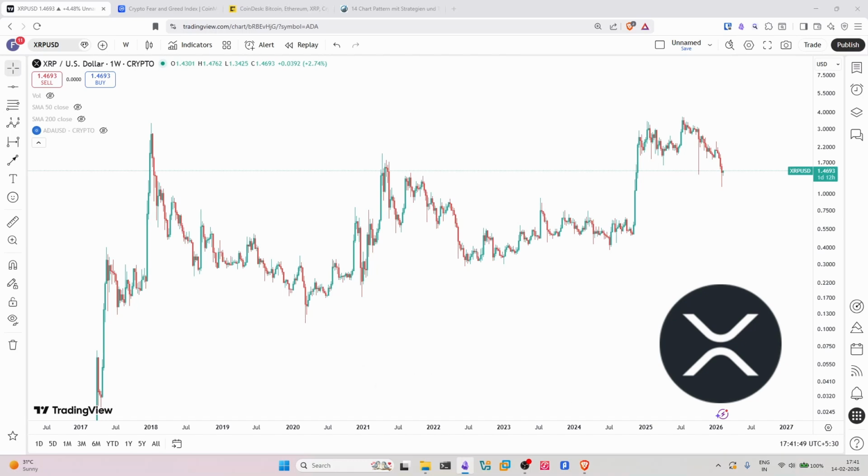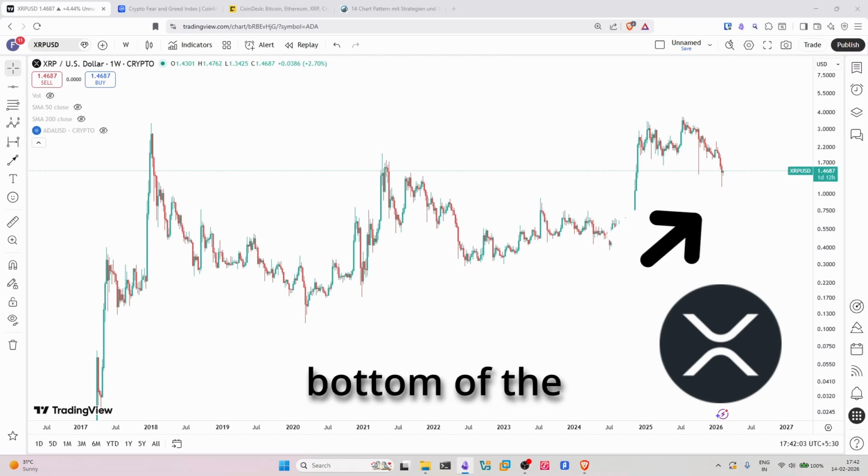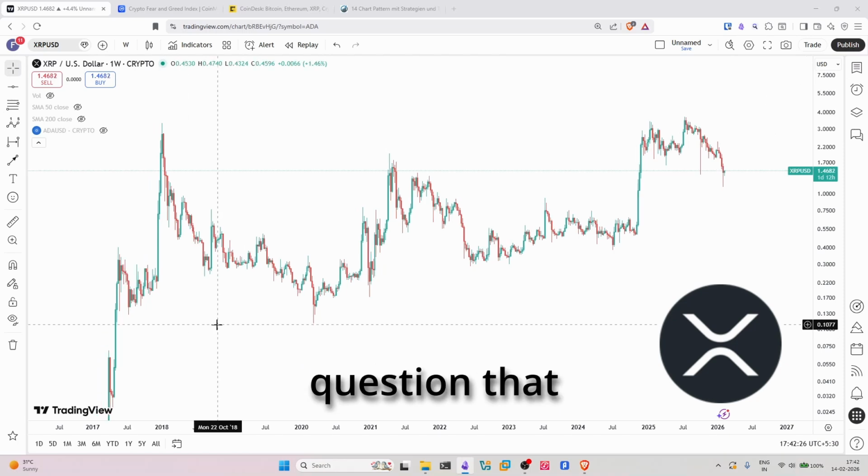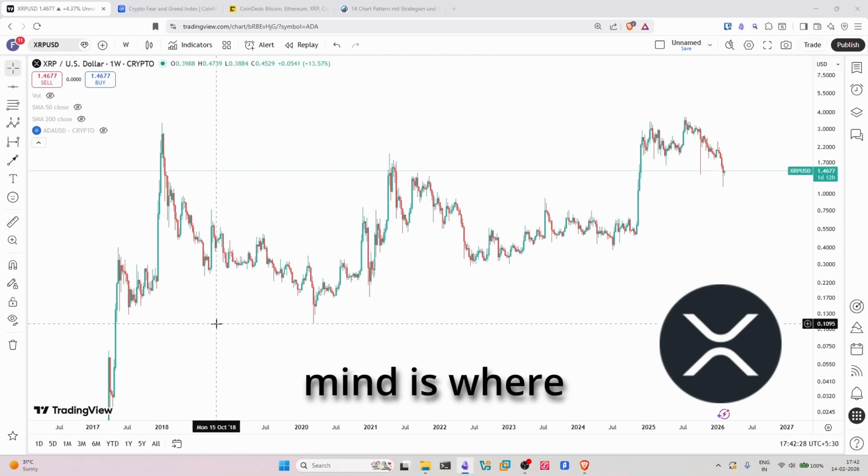Analyze the XRP charts, correlate it with past cycles, and look at the future direction XRP is heading into. What are we going to learn from this video? We are going to understand where the bottom of the XRP lies and where is the potential of XRP in the next cycle. The first question that comes to my mind is, where is XRP's bottom?